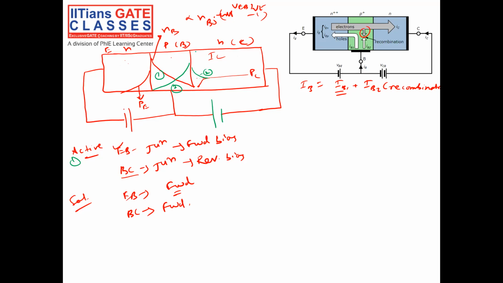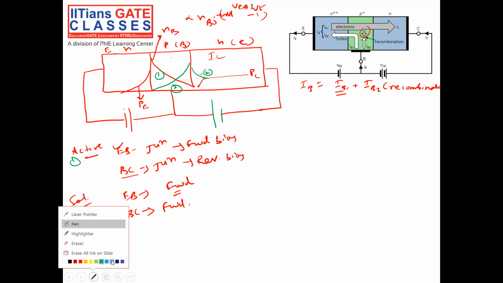Why is it called saturation? Because the base is saturated with a lot of carriers. There is injection from the emitter and also from the collector. So the base is saturated with carriers. That's why this is called the saturation region. Because the base is overloaded with carriers. So if I want to plot the total concentration in base, how will it be?